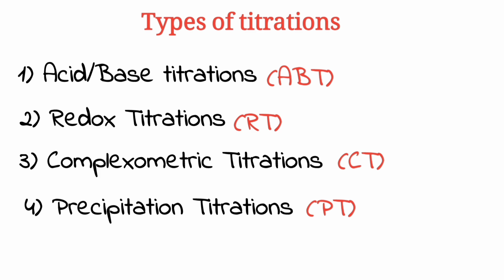The second is redox titration. It is a titration where oxidation and reduction take place simultaneously. That is, one species undergoing oxidation and the other undergoing reduction at the same time. We have complexometric titration. In this type of titration, an analyte reacts with a titrant to give us a complex. And of course, the fourth one, we have precipitation titration, where an analyte reacts with a titrant to form an insoluble solid. Those are the 4 types of titrations we have.